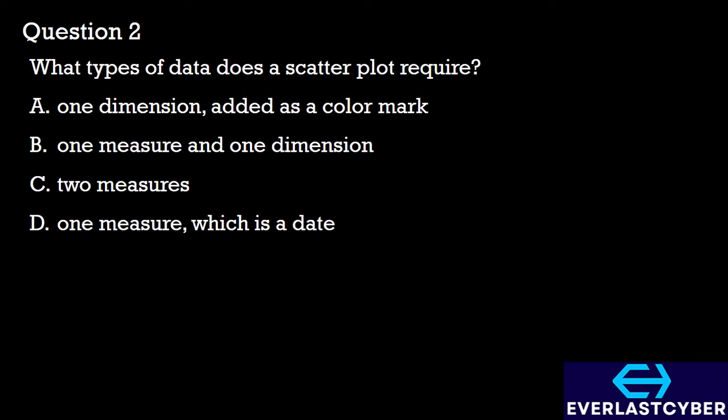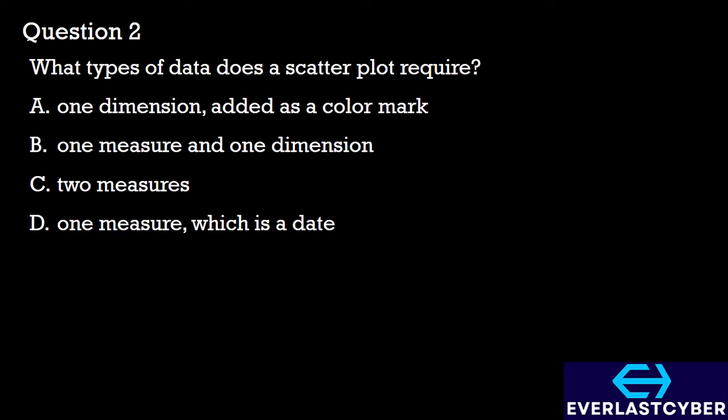For option C, a scatter plot primarily requires two measures, one for the X-axis and one for the Y-axis, to display the relationships between numerical values. Additional details are optional but not required. While in option D, a dates field, which is considered as a measure or discrete field in Tableau, can be used on one axis of the scatter plot, but this is not a requirement. Scatter plots require two numerical values or measures, but not exclusively a dates field.